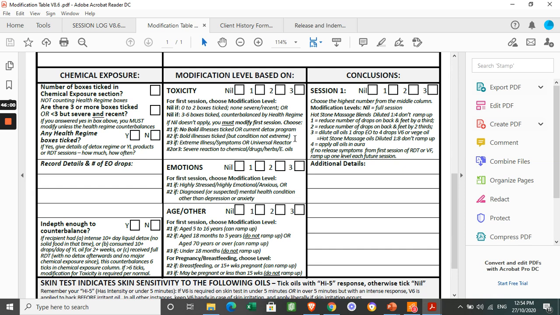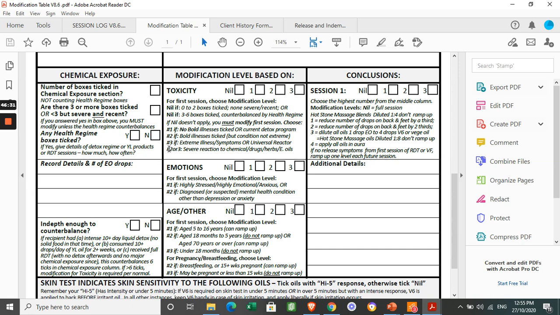was a bold illness. Now let's say she only had 2 boxes ticked. Let's say it was that she didn't drink 2 litres of water a day and arthritis was really playing up for her. Then we could actually say, you know what, we're going to do a level 3 on you because right now your symptoms and your illness of arthritis is really prevalent in your life and it's disrupting you. Okay, so we can then do a level 3.